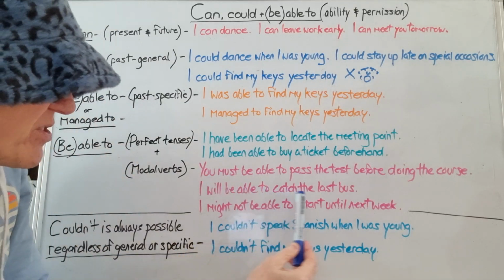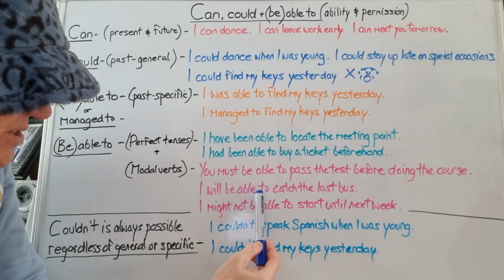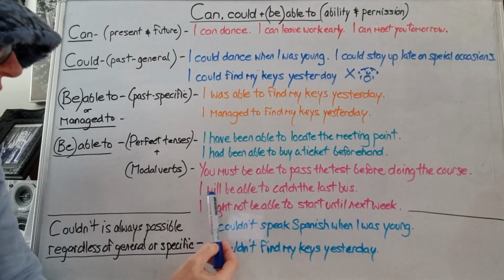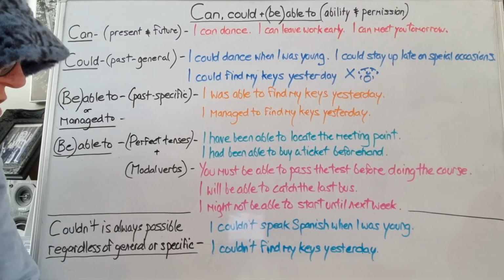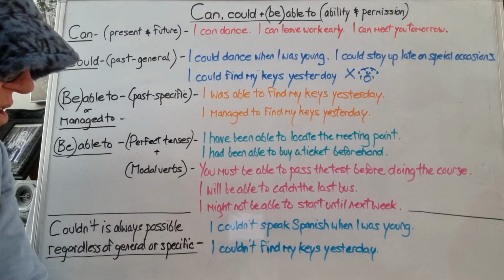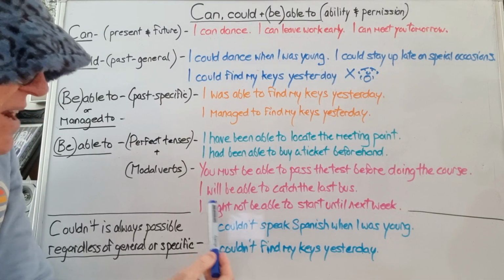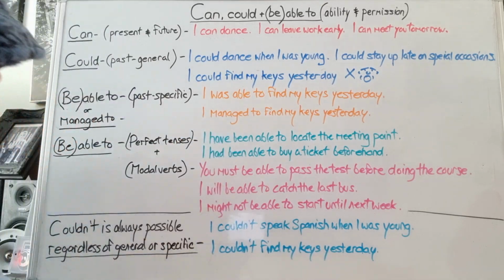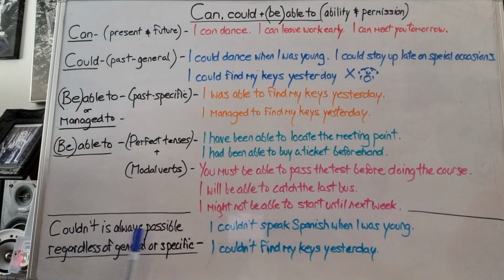I will be able to catch the last bus. Will is a modal verb, so will be able to. You can't say I will can. And I might not be able to start until next week. You have the job. Can you start tomorrow? Well, I already have a job, so I might not be able to start until next week. That's okay. No worries.